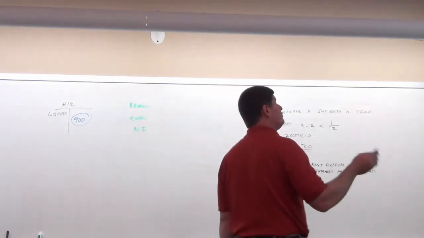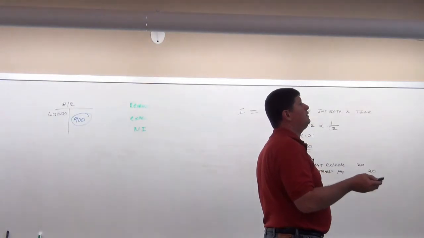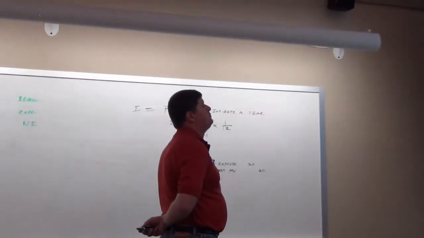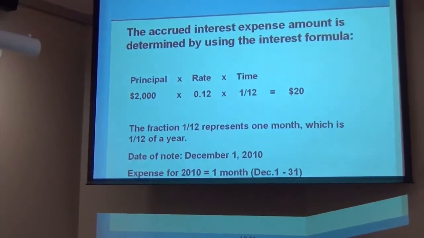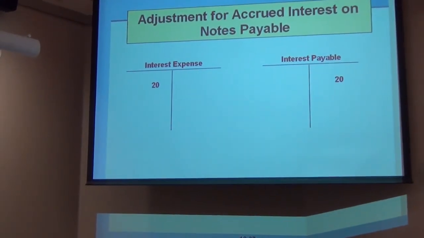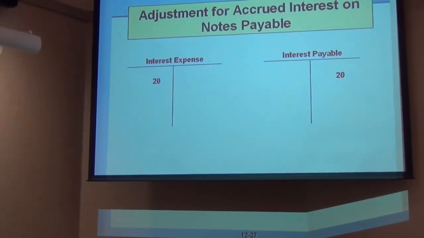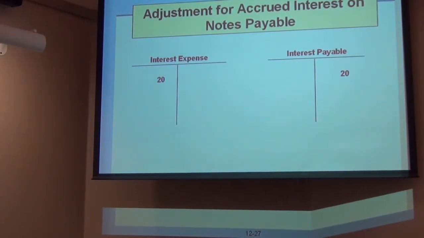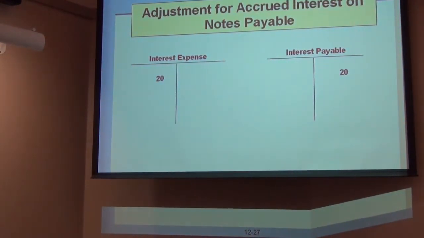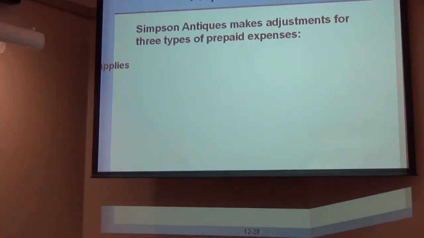Okay, so we're going to go calculate it. Principal times rate times time. It's 20 bucks. Oh, look, I did it right. Takes them a lot of slides to cover some of this stuff, so I like to do it by myself.